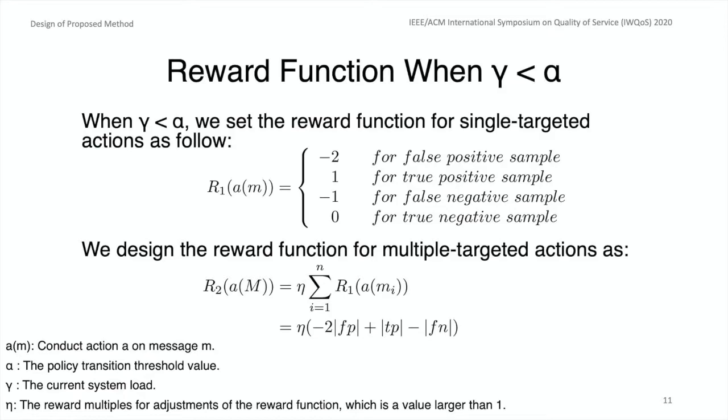The penalty is only -1. For multiple targeted actions, the reward function is the sum of all the effective messages' rewards times eta. Eta is a value larger than 1. The design is to encourage the agent to take multiple targeted actions rather than single targeted actions.